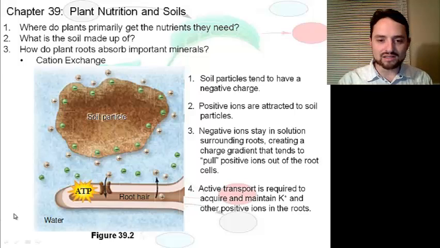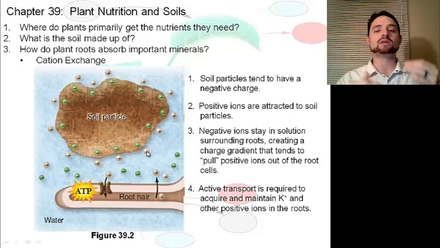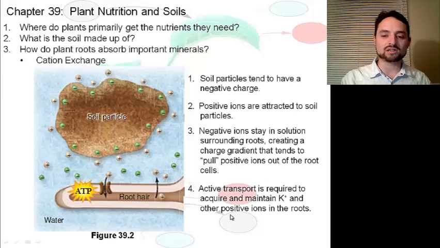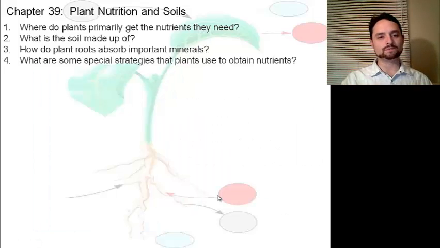So when you get positives out here in the soil, these positives won't be held so tightly to the soil now. They'll be able to get loosened up some. And then through active transport, you can get molecules like potassium and other positive ions into the root.